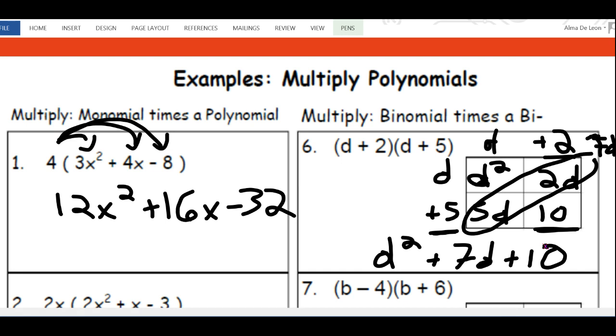To figure out my answer, once I know what goes inside each one of the squares, I just add up all the 4 squares together. Okay, so now that I've shown you enough examples, all you're going to do is complete the rest of these notes, complete the rest of the examples, and then work on your assignment.